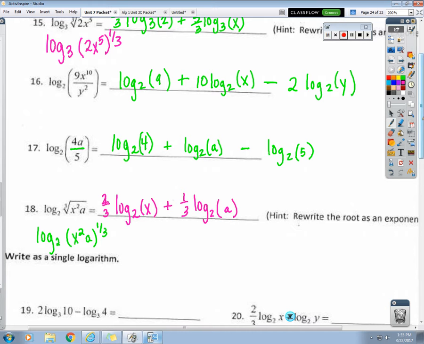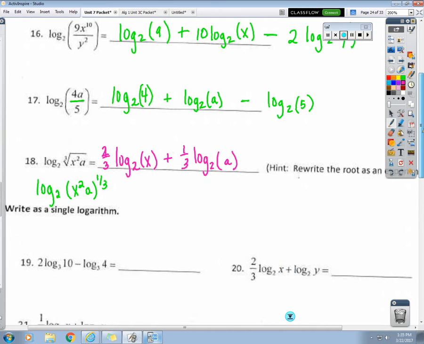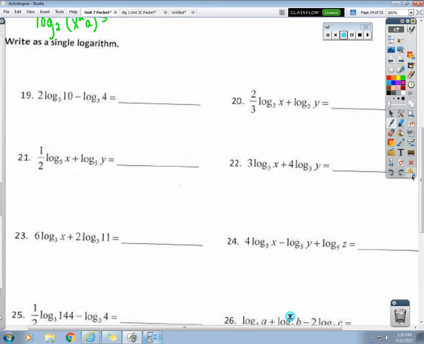Okay, now we're going to do the other way around. They've given us the answer in expanded form. We are going to write it as a single logarithm, which means condense it. This is the last thing we're learning before Friday's test. Okay, this is the last question on Friday's portion of the test.